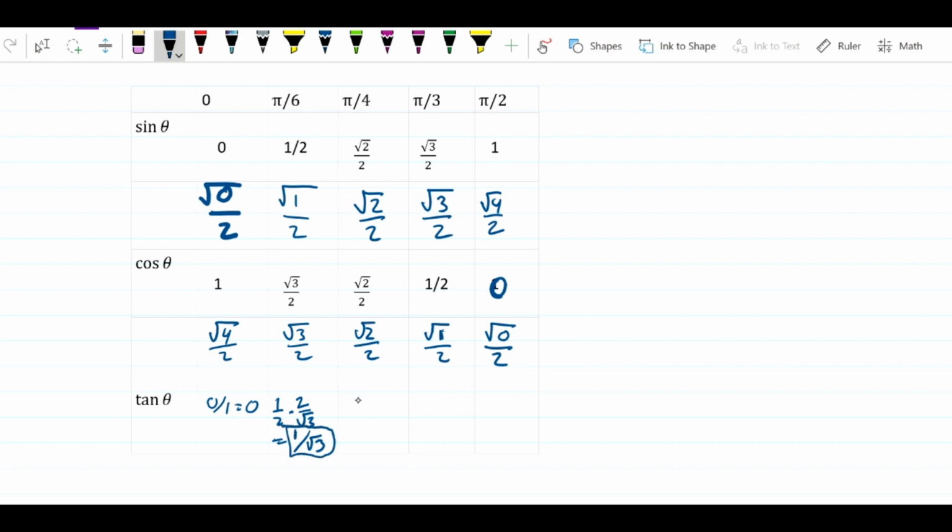And we'll see here that I have the sine and cosine equal to each other, so the tangent of 45 degrees, or pi over 4, is 1. And if I do the same division problem, I'm going to get root 3 there, and of course the tangent of 90 degrees is undefined because the cosine is 0, sine is 1. You can't divide a non-zero number by 0. You can't divide any number by 0, actually.